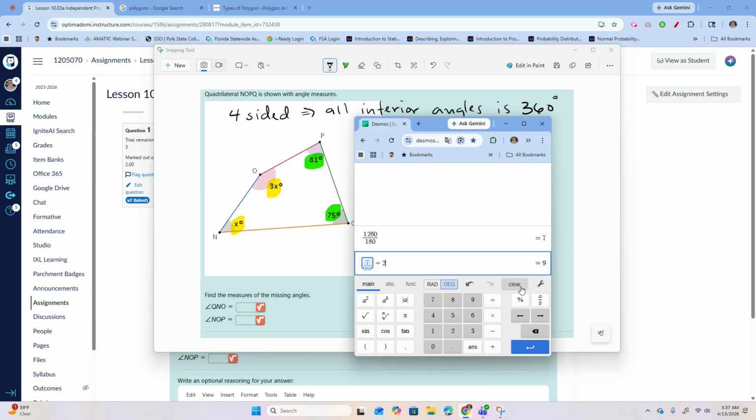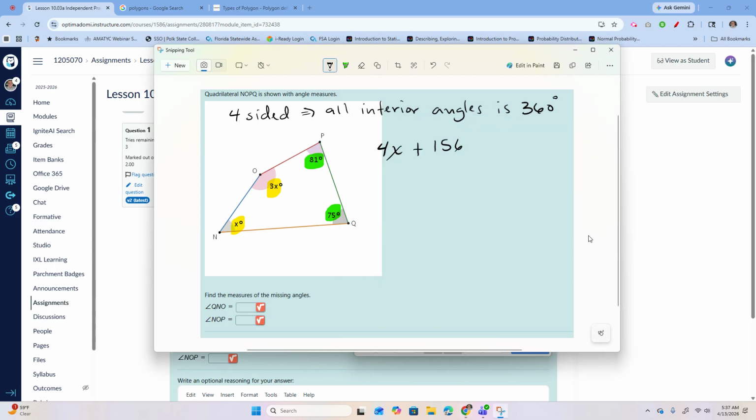Now I'm going to double check my math. Right now it's really early in the morning making this video, and my mind is a little tired. So 81 plus 75. Yes, 156. And all those angles together equal 360.